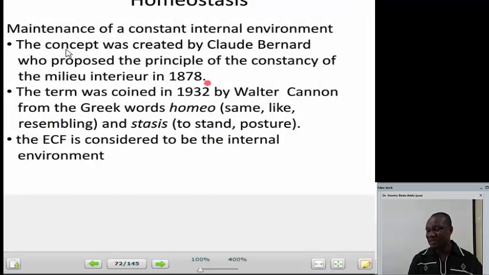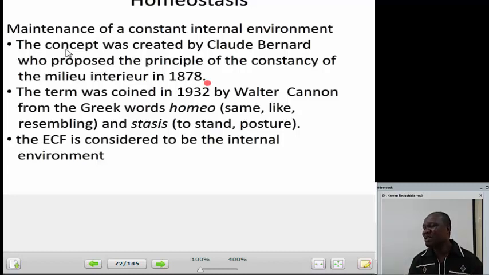Now, this ends our transport processes. Now, we have 30 minutes and we are going to look at homeostasis. Now, homeostasis is the maintenance of a relatively constant internal environment.